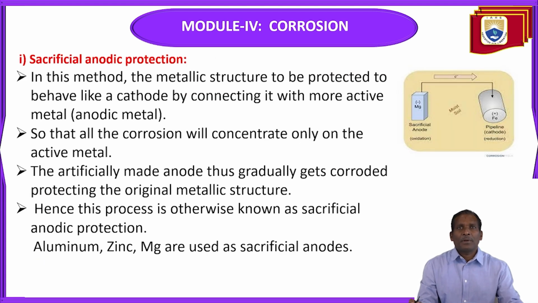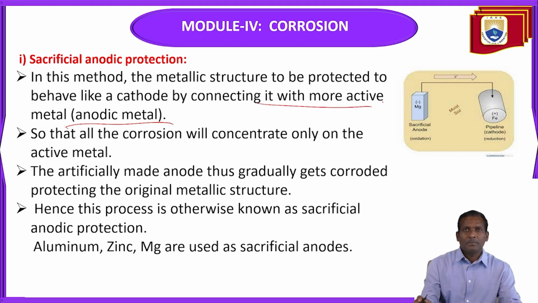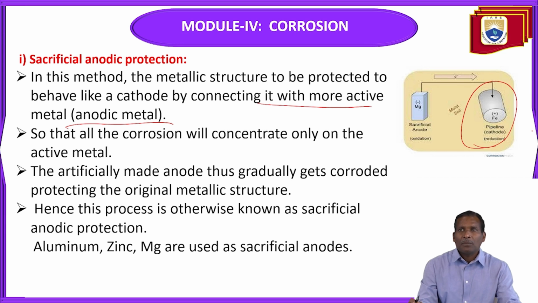In sacrificial anodic protection, in this method, the metallic structure to be protected is made to behave like a cathode by connecting it with a more active metal. So that is called an anodic metal. So in this, the main principle is that the metallic structure to be protected behaves like a cathode. Here, as seen in this diagram, the pipeline acts as a cathode.